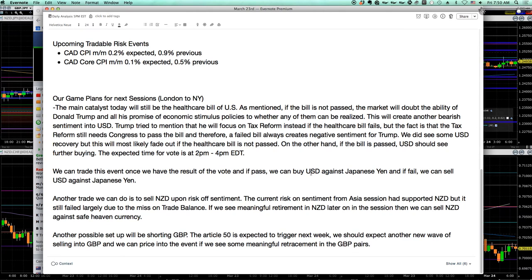You could get into pound yen. I tried to get into it previously, but I missed by a few pips. It did drop as I'm speaking right now. But we'll see what happens in the New York session later on, if I can get a nice level to get in pound yen. If I did get in, I would pretty much like to hold it all the way until Article 50.